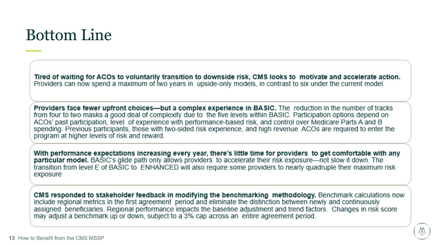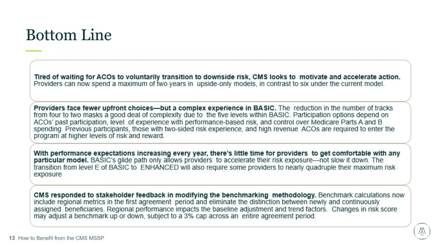So the bottom line, when CMS went to make the changes, whether it was around some of the goals with the MSSP or moving those tracks to what we saw in the earlier slide, they really wanted to start moving the MSSPs quicker into downside risk. The providers were going to have fewer upfront choices, but still had choices with that basic plan so that they can dip their toe in value-based models with upside risk only, while then shifting over into two-sided, up and downside risk, when we talk about that 2-year window.